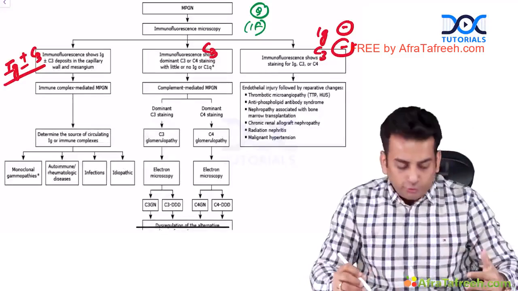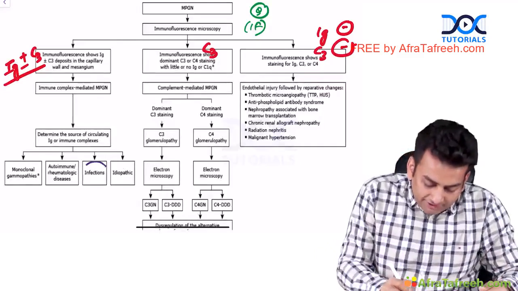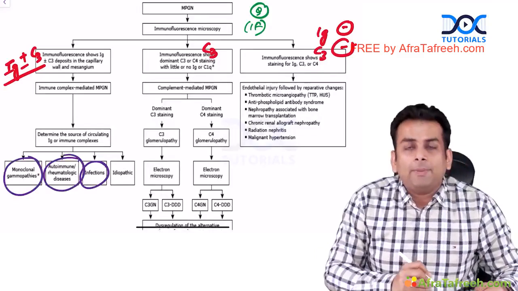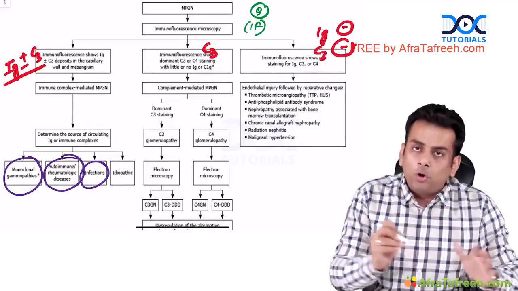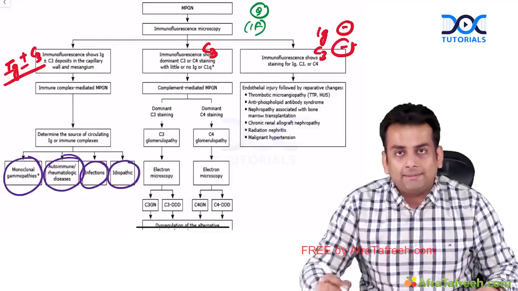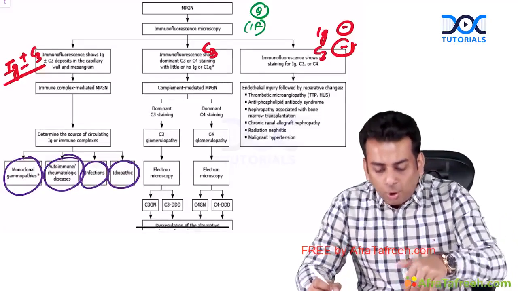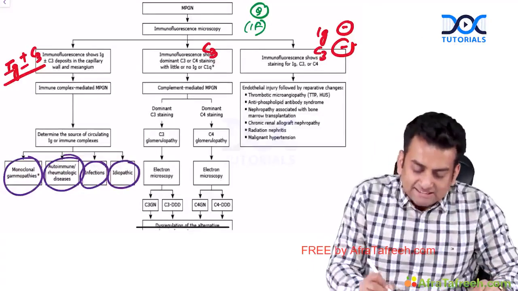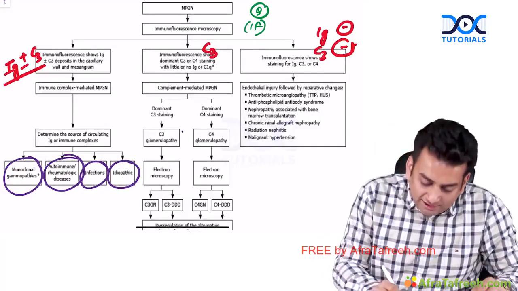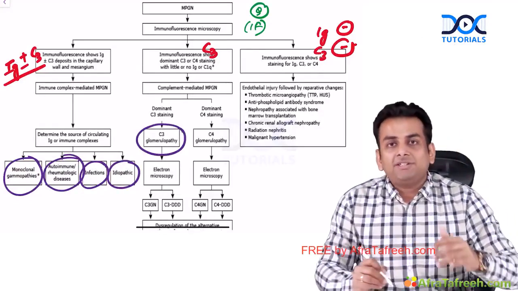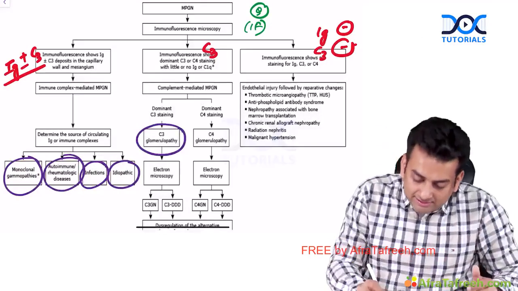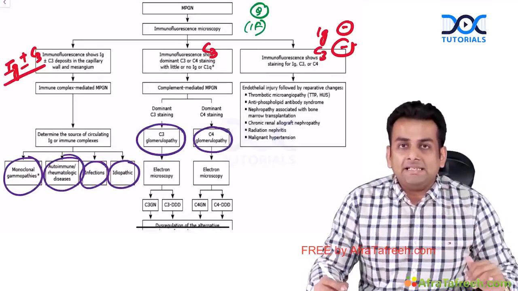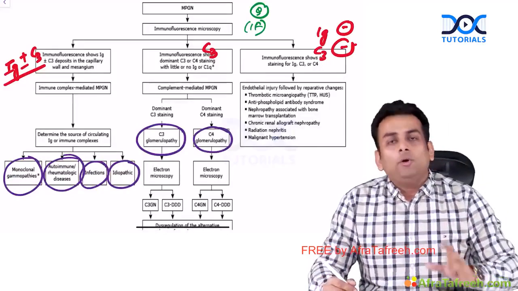I hope I'm clear. Now, if you're talking about the first category, I told you it could be caused by infections, autoimmune disease, or monoclonal gammopathies. Or if no cause is found, that would be idiopathic. Coming to the complement mediated. If it is predominantly mediated by complement C3, that is known as C3 glomerulopathy. If it is predominantly C4, that is C4 glomerulopathy.